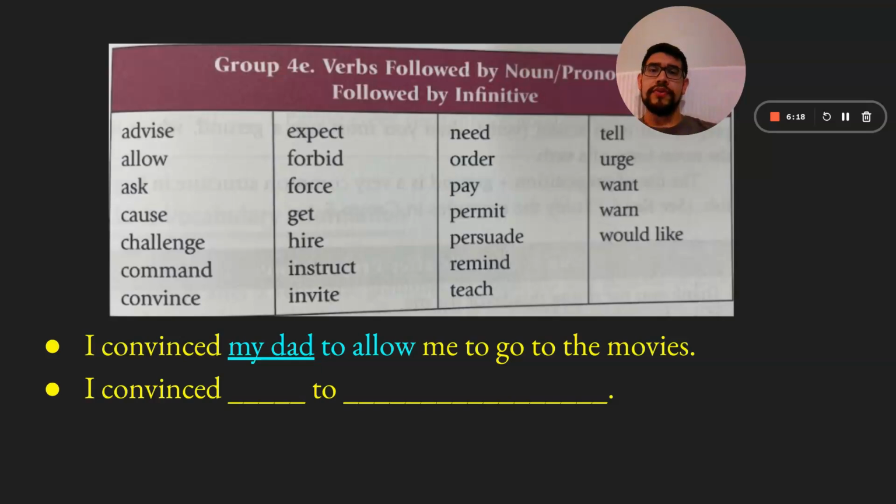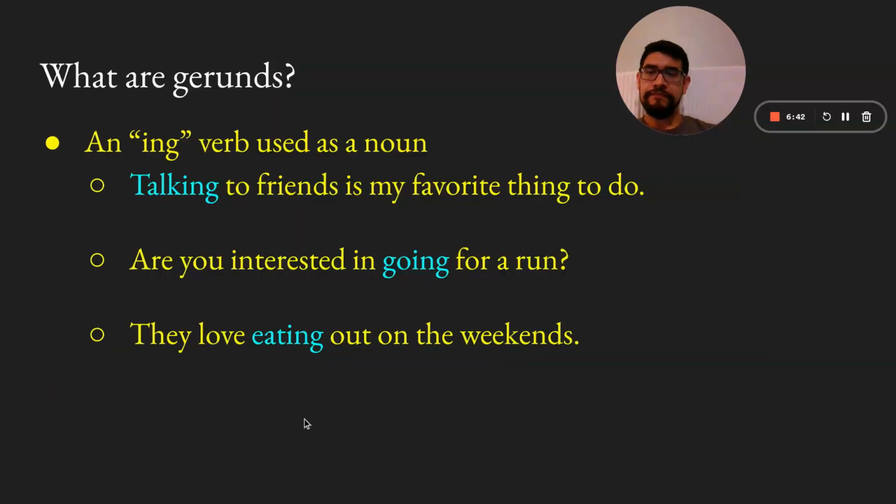Another formula for using the infinitive is when we have a verb followed by a noun or pronoun, then we add the infinitive. So in the example below, I convinced my dad to allow me to go to the movies. The verb would be convinced, the noun would be dad, and then to allow would be the infinitive. Okay, now you try. Who did you convince, and what did you convince them of?